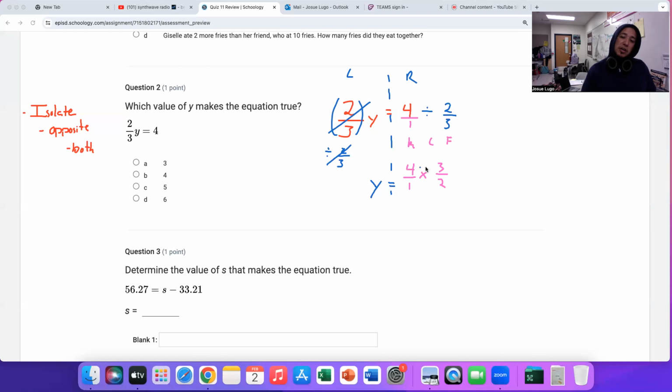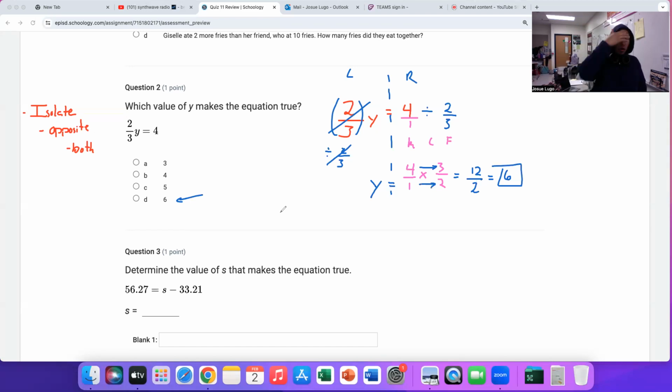All right, and then to multiply fractions, remember we do numerator times numerator, denominator times denominator. 4 times 3 is 12, and 1 times 2 is 2, and then I can simplify. 12 divided by 2 is equal to 6. Now, is that one of my answer choices? Yes, but am I certain that it's correct?